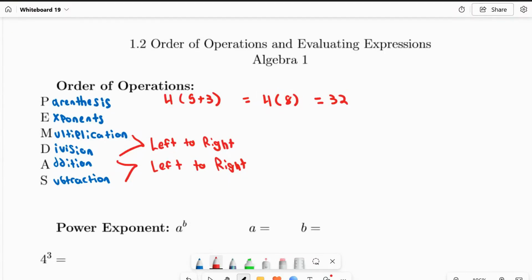With exponents, if I give you an expression like 2 plus 2 squared, the first thing we're going to want to do is 2 squared because we have an exponent there. 2 squared, remember, is just 2 times 2, which is 4. And then 2 plus 4 is going to give us 6.